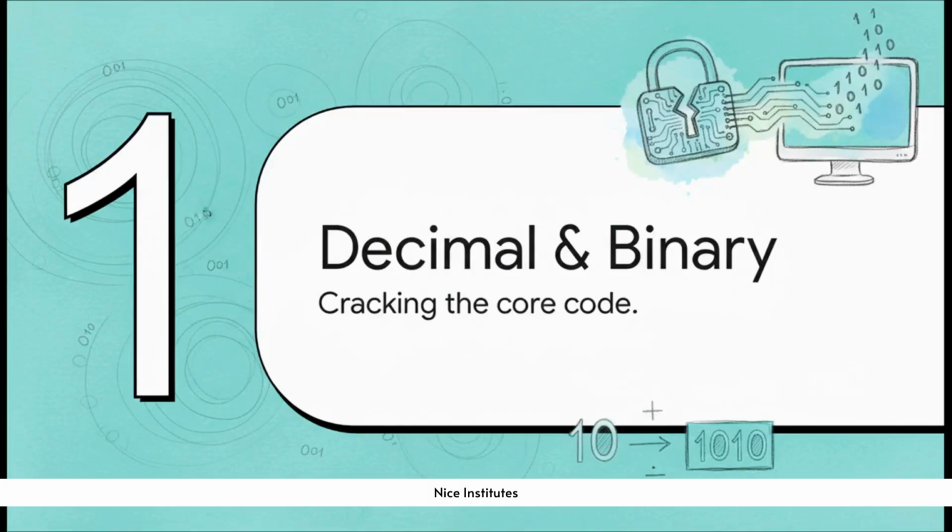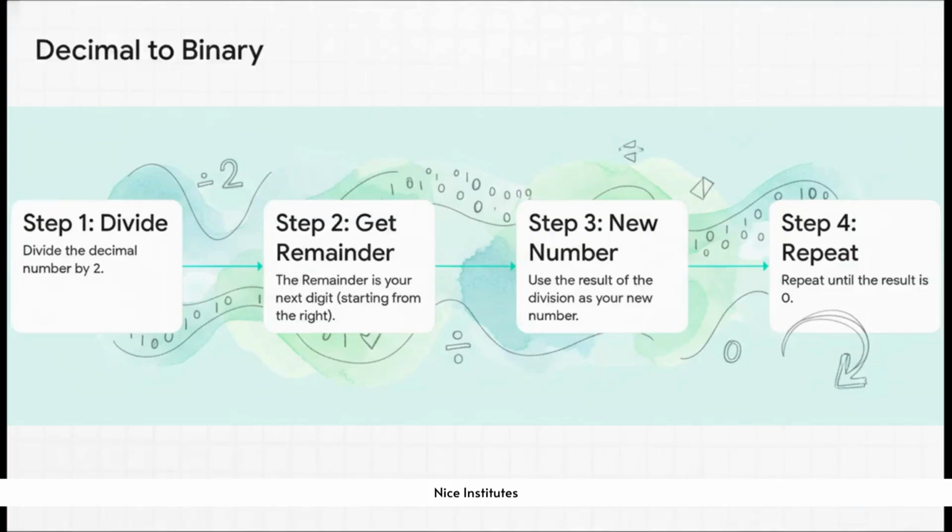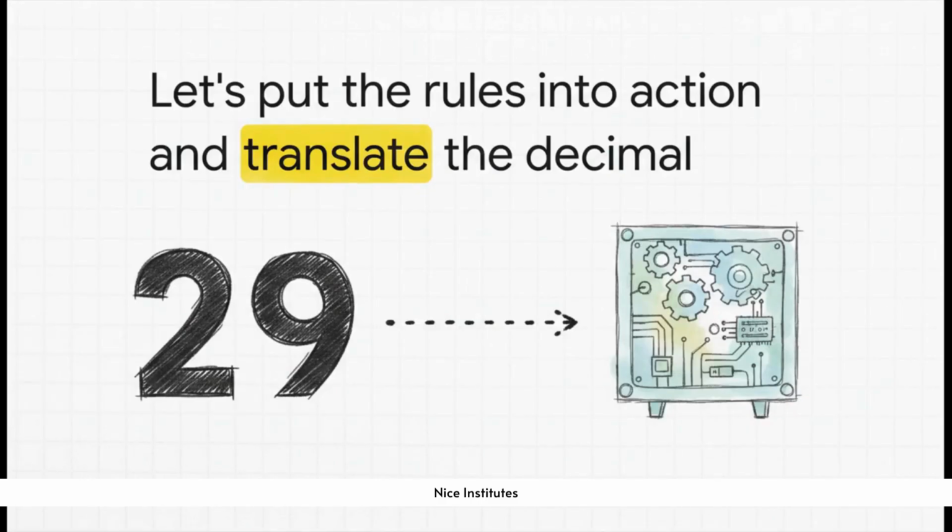All right, first things first. We're diving into the most essential piece of the puzzle, translating our everyday numbers into the ones and zeros that computers actually get. Now, the rules for this are surprisingly simple, trust me. It's really just a process of dividing over and over again. You take your number, divide it by 2, and you hang on to the remainder. Then you take the result of that division and just do it again. You keep on going until you hit 0. That's it.